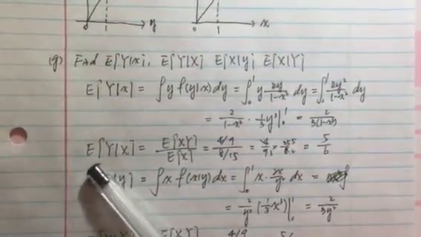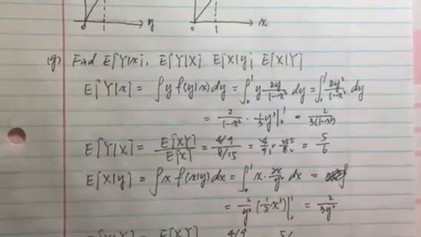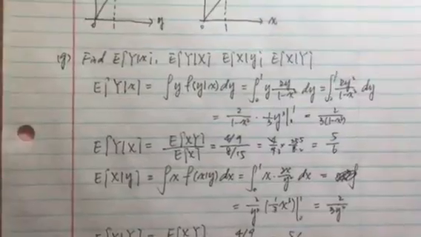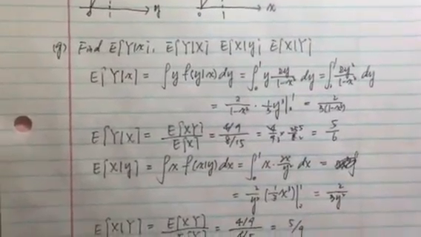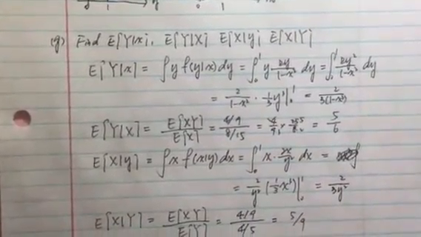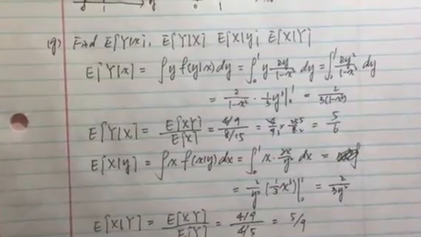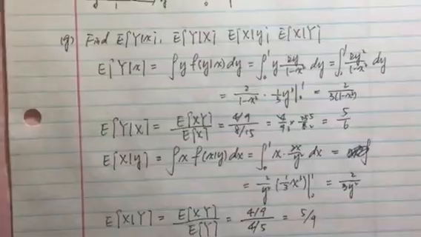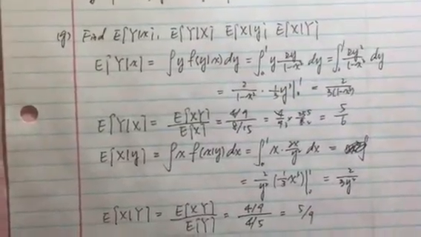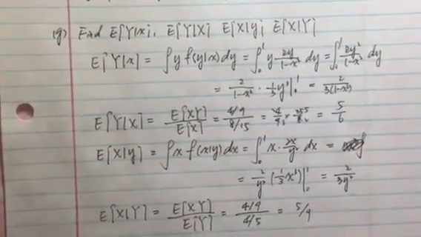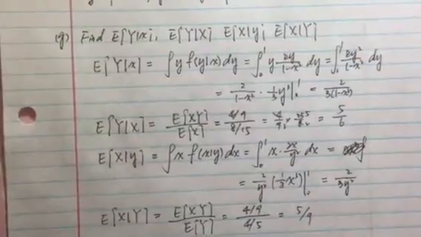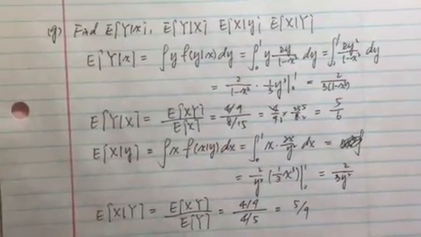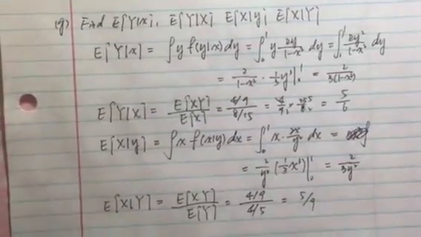And for the expected value of Y given big X, this is just the expected value of XY over the expected value of X. And we know from part D that the expected value of XY is 4/9 and the expected value of X is 8/15. And this gives us 5/6.